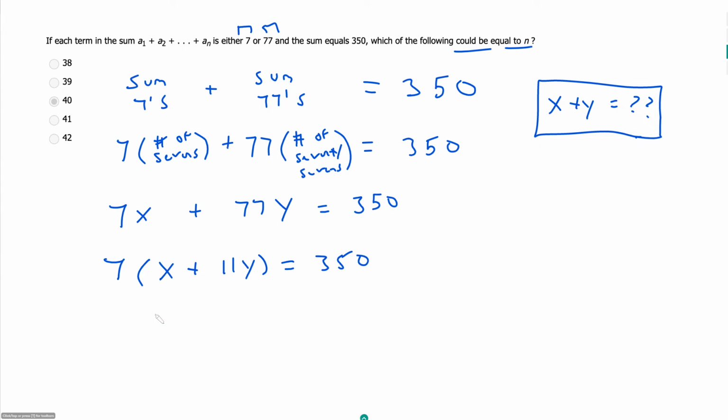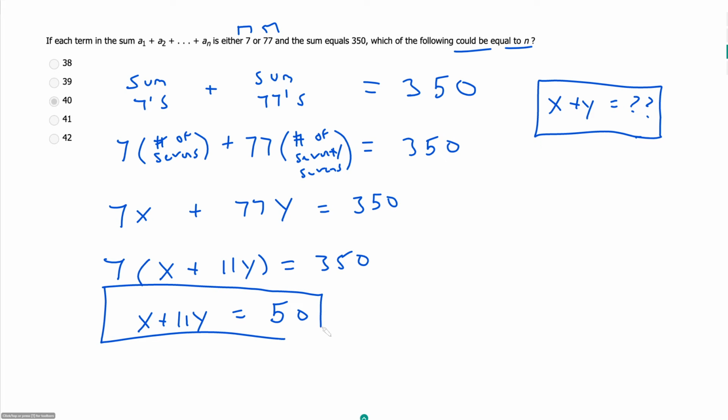And then I can divide each side by 7, which leaves me with x plus 11y is equal to 350 divided by 7, which is just 50. And I think this is about as far as I can go. And so here, you'll either get stuck or you'll have an epiphany of some sort. We got to think about this now.